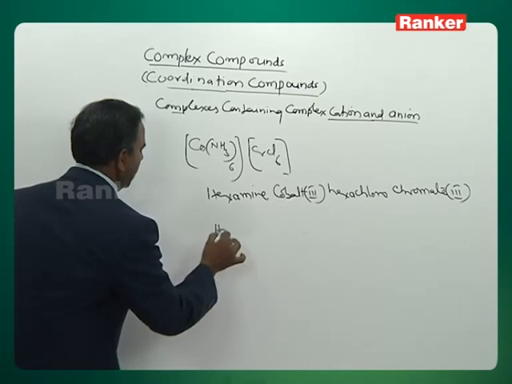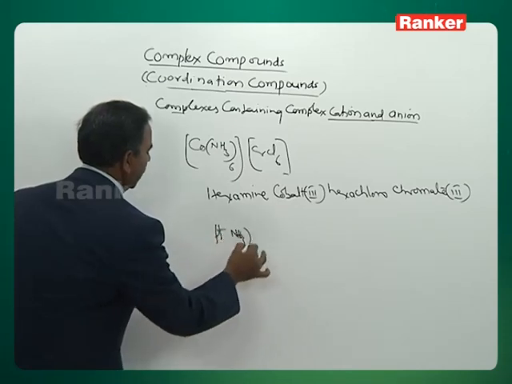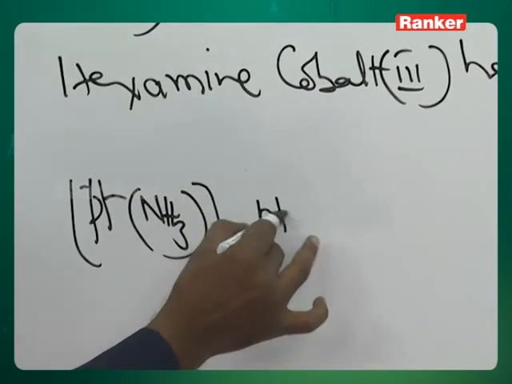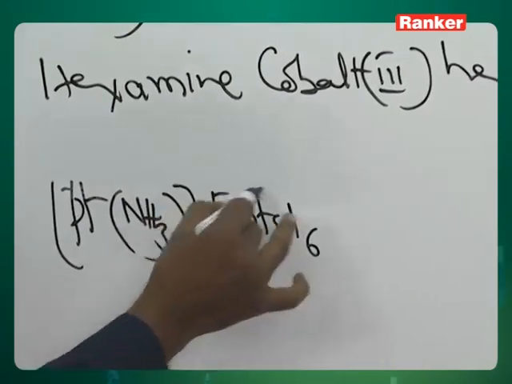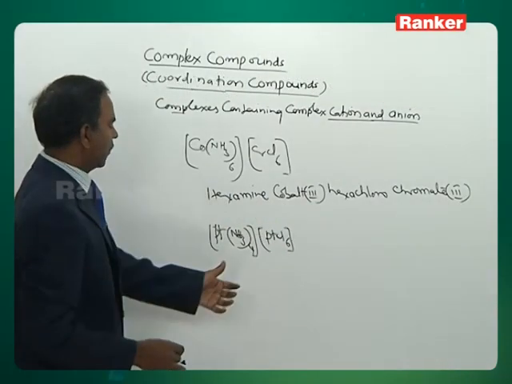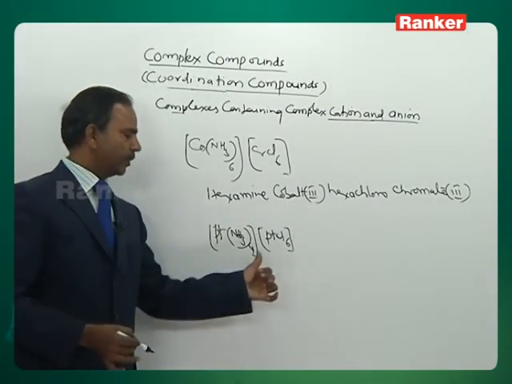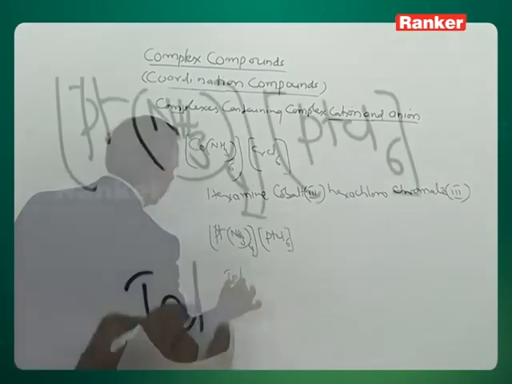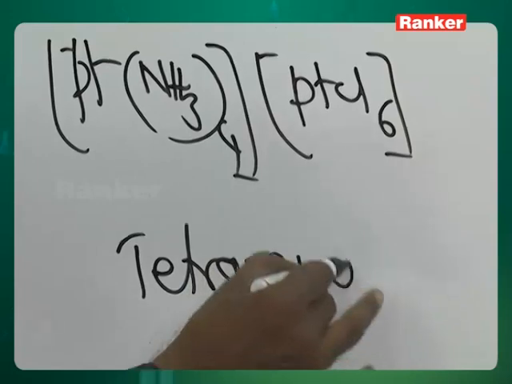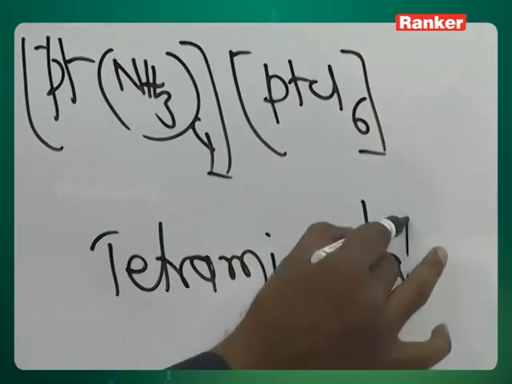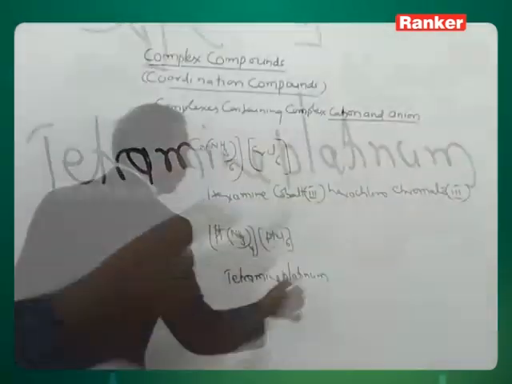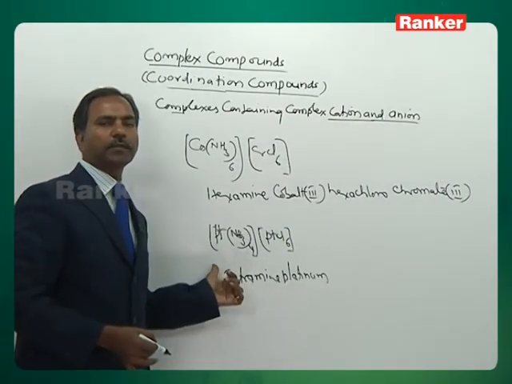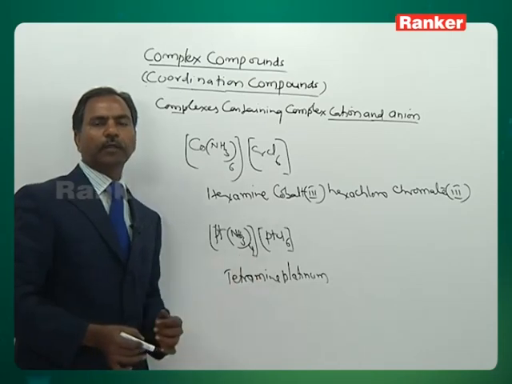Now you are taking platinum tetramine, you write NH3 taken 4, platinum tetramine. Then let me say PtCl6, you take Cl6. Now this is representing the cation, and this is representing the anion. Then name it tetramine platinum 2. Why am I taking platinum 2? Because the coordination number is 4. The metal oxidation number is +2. The platinum is actually +2.